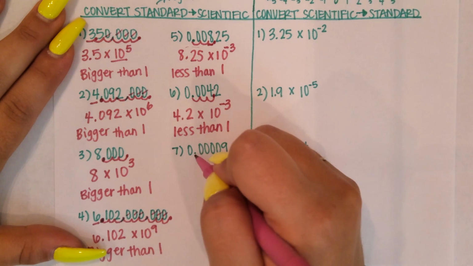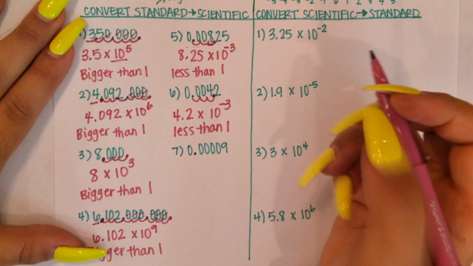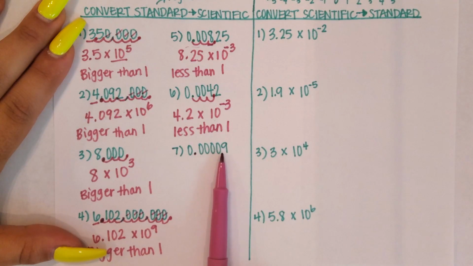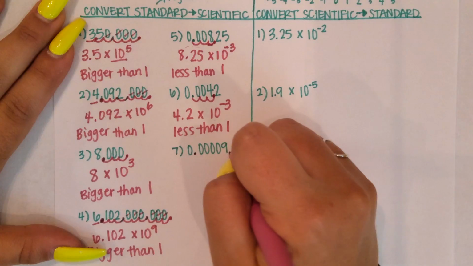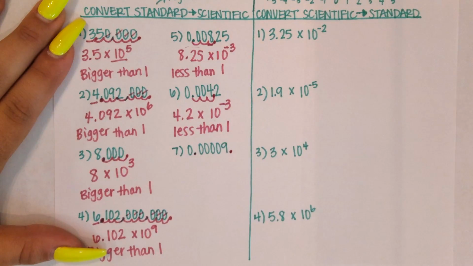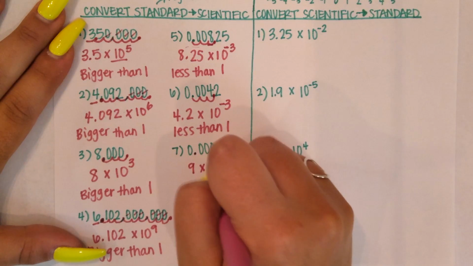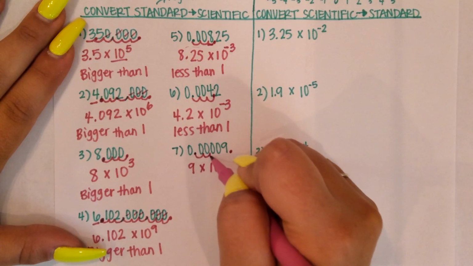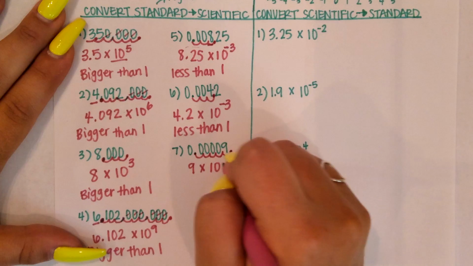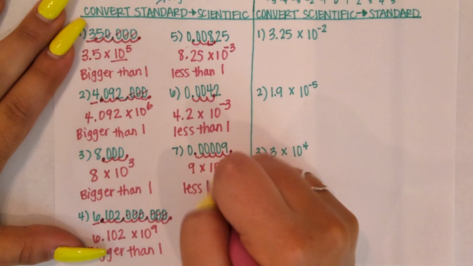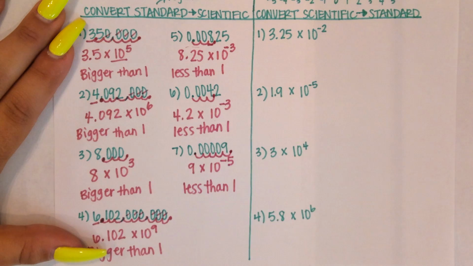Number 7, I have my decimal, so I want to take my pen and go along until I hit the first number that is not 0 and put my decimal point after it. So my new number is 9 times 10, and I moved it 1, 2, 3, 4, 5 times, and it is a -5 because this number is less than 1.